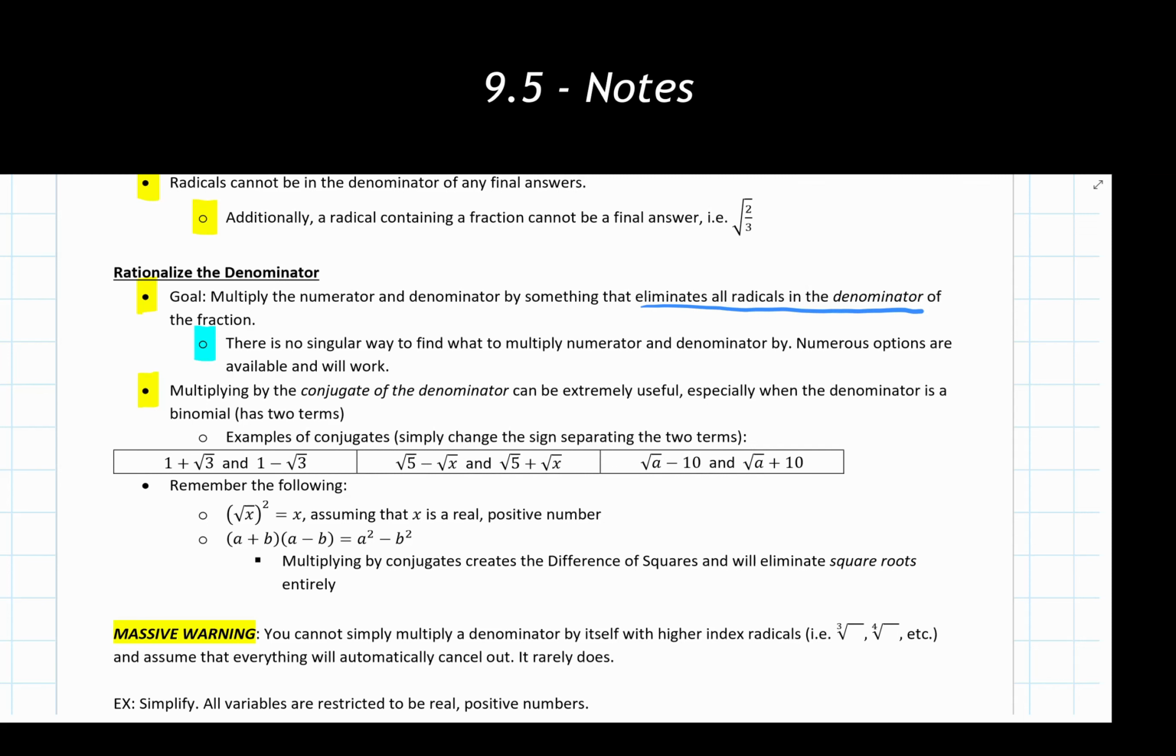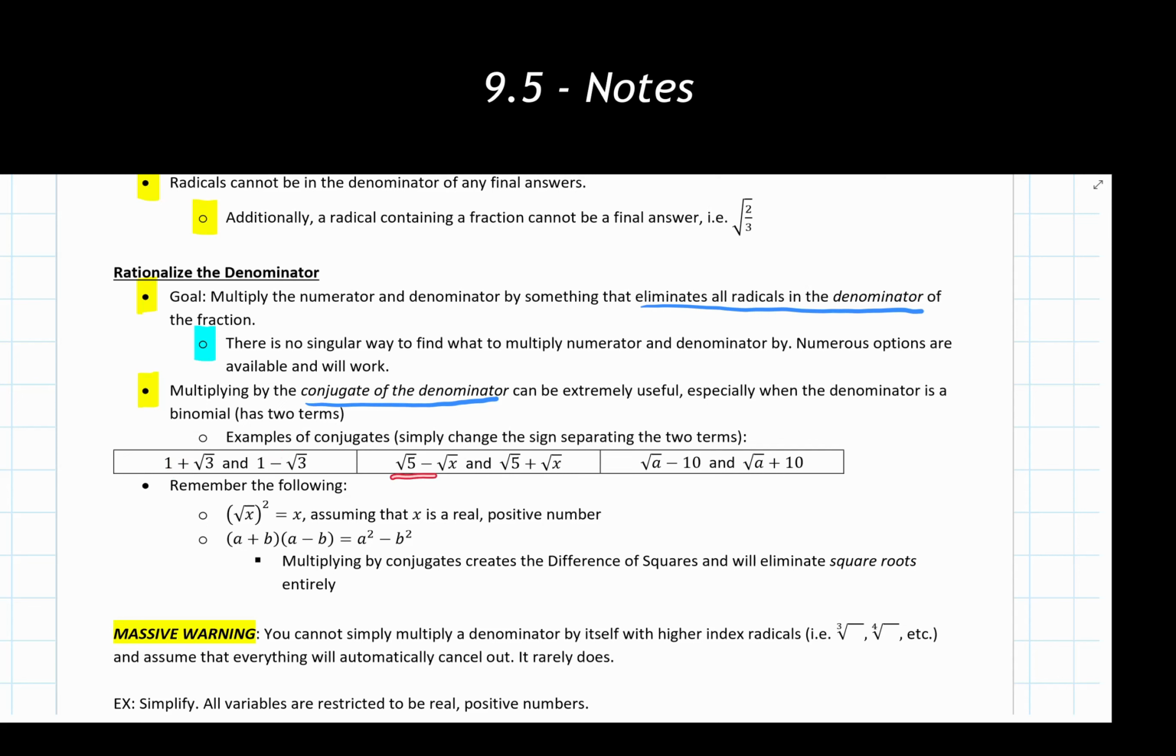Now, what I mean by this, and I think we've seen this once or twice before in previous videos, is to find the conjugate of something, all we are going to do is change the sign that separates the two terms we have right here. So for instance, in our first example, if I'm starting with 1 plus the square root of 3, the conjugate of that is just going to be 1 minus the square root of 3. Again, all we're doing is noting that the sign in the middle is changing.